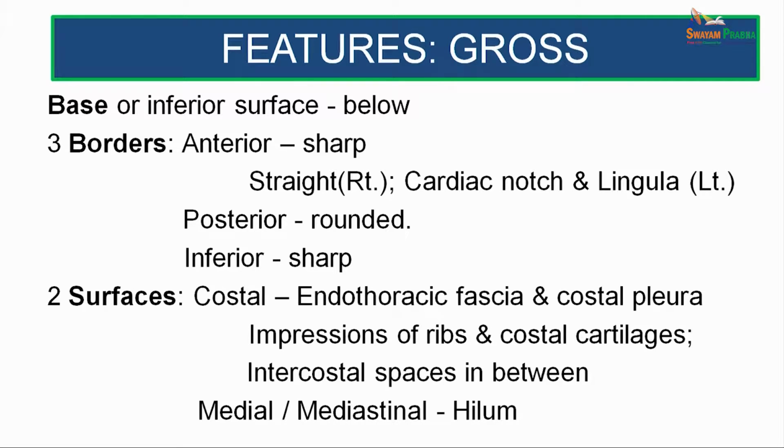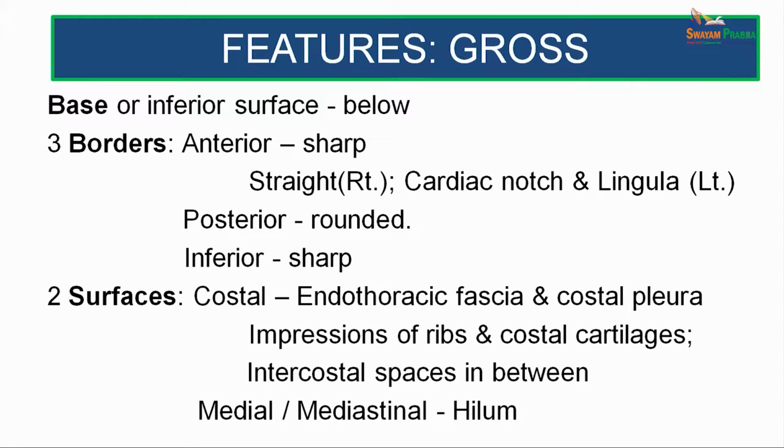Looking at the borders, the anterior border is sharp for both sides. It is more or less straight on the right side, whereas on the left side, towards the lower portion, there is a deviation called the cardiac notch, with a small projection which is called the lingula. This is a way of identification of the right lung and the left lung, by looking for the cardiac notch and the lingula.